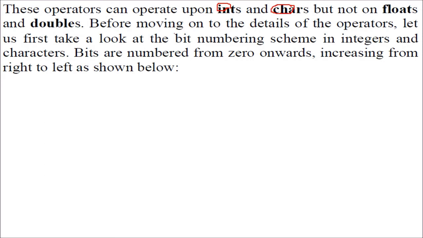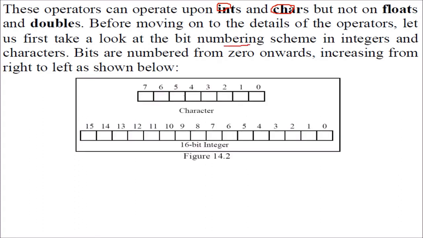Before moving on to the actual details of the operators, let us talk about the bit numbering scheme of integers and characters. If it is a character, it starts from 0, meaning the first bit will be placed here, next here, like this. In the 16-bit case, we are talking about 2 bytes. 1 byte contains 8 bits, so 2 bytes will be 16 bits. So this is a 16-bit integer.